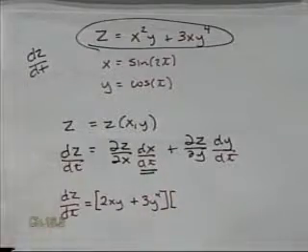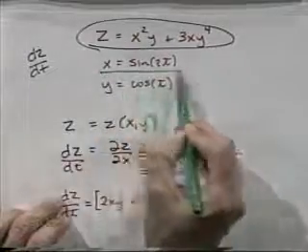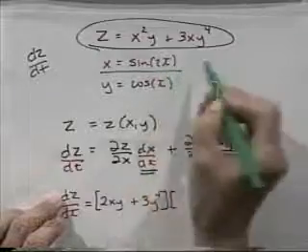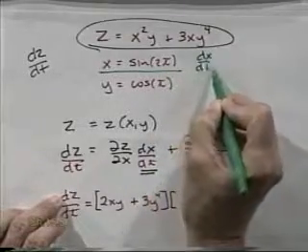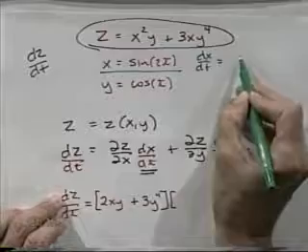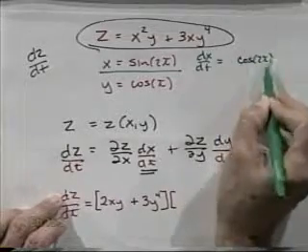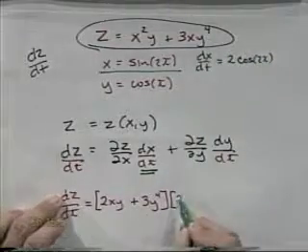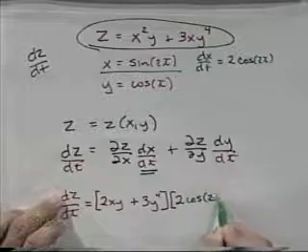dx/dt. So I look up here and I say, x is equal to sine 2t, so dx/dt would be, from my Calculus 1 days, derivative of sine is cosine times the derivative of what's inside, which is 2. So I'll have 2 cosine 2t here.